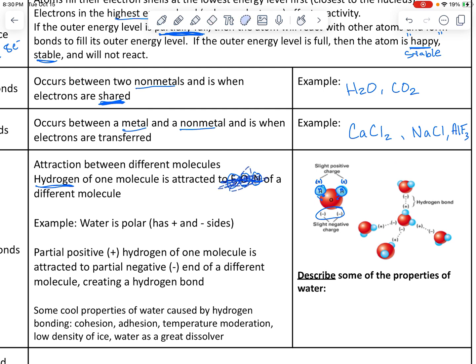I'm struggling right now. There we go. H2O is really the one that we look at because water is, obviously, our bodies are made up of mostly water. Most biological systems are water. So we see a lot of hydrogen bonding with water.